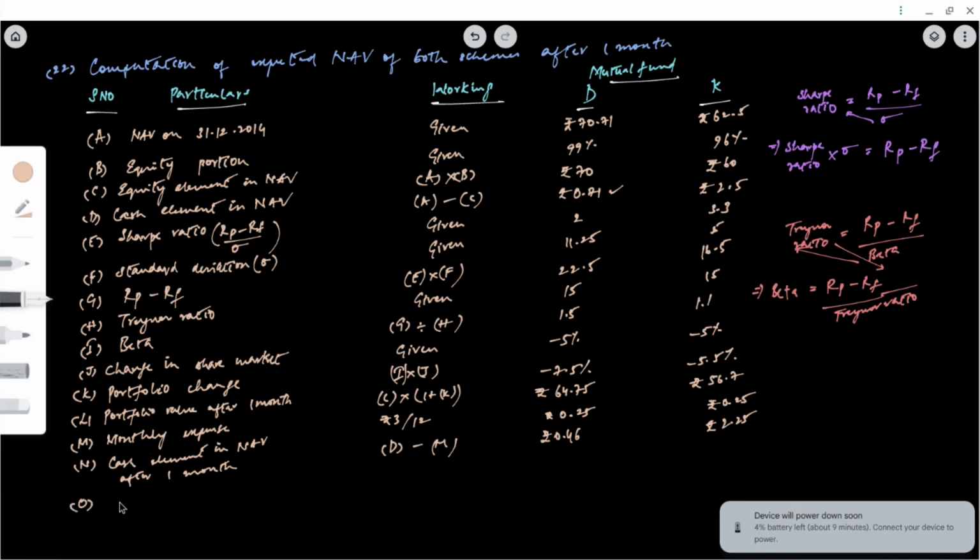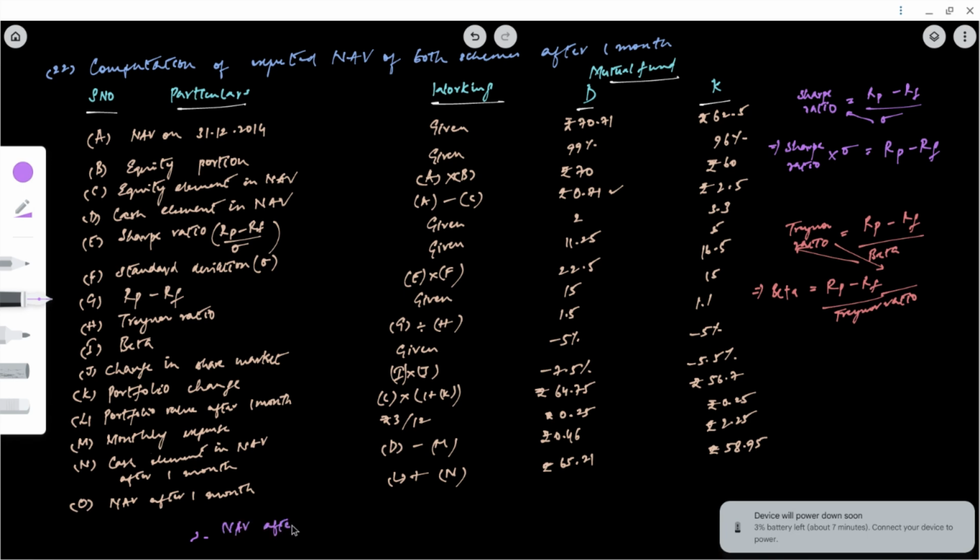Next, NAV after 1 month. That is cash element in NAV after 1 month plus portfolio value after 1 month. That is L plus N, right? So it will be 64.75 plus 0.46. That is rupees 65.21. In case of K, it will be 56.7 plus 2.25, right? So it will be rupees 58.95.